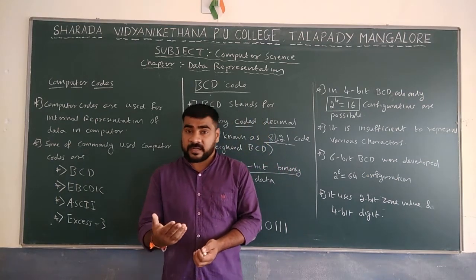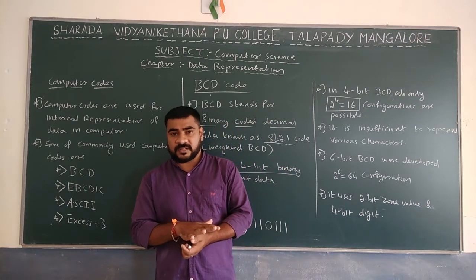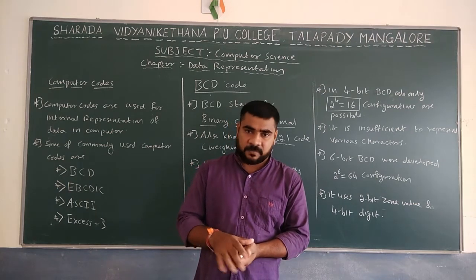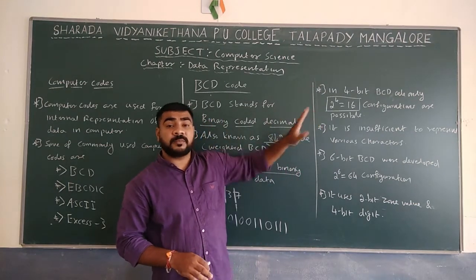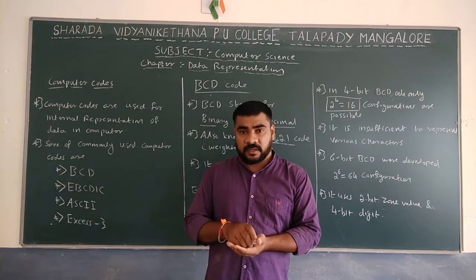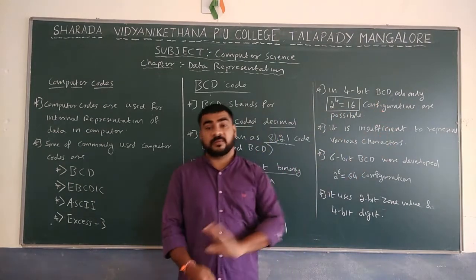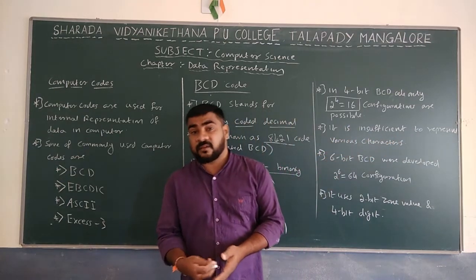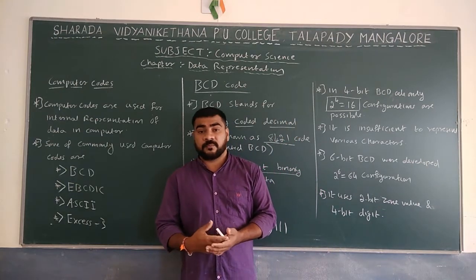If you take a small, normal calculator, 16 characters, or 16 combinations, 2 raised to 4, are enough, because there are 0 to 9 and small operations like plus, minus and so on. But if you take bigger operations, or a computer system, where characters have to be entered, then 2 raised to 4, 16 combinations, are not enough. That is insufficient to represent the various types of characters.